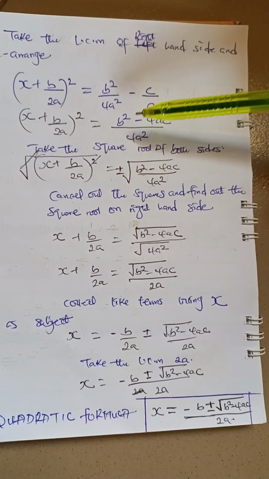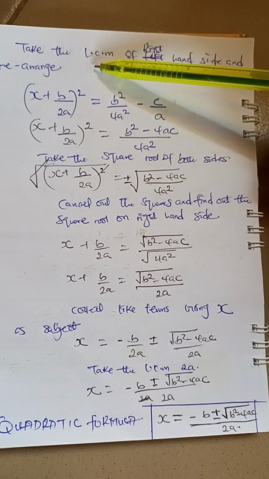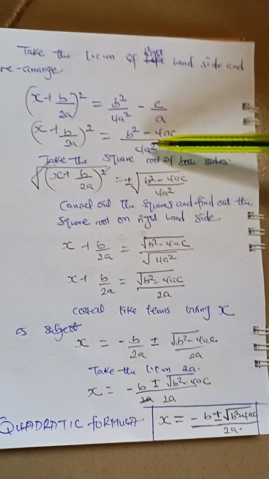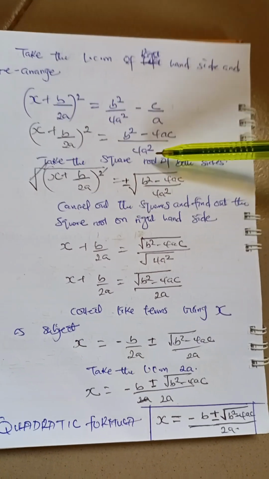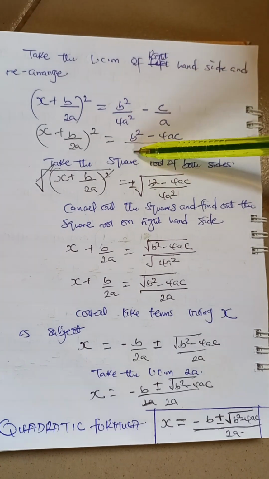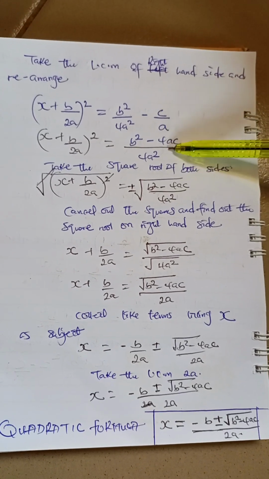Now solving further, we can take the LCM according to the instruction. The question says take the LCM on the right hand side and rearrange. Okay, let's do that. The LCM of 4a squared and a is 4a squared. So 4a squared divided by 4a squared is 1, and 1 times b squared gives b squared. 4a squared divided by a is 4a, and 4a times c gives 4ac.